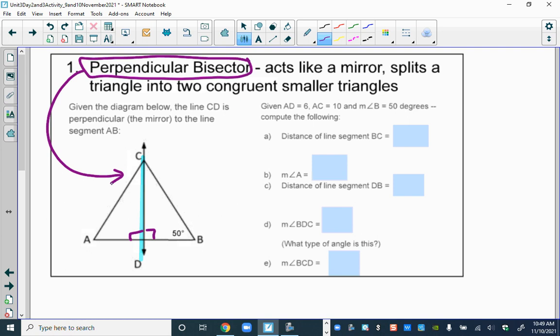Now, a couple things were given to everybody. AD was 6. So where is AD? When we identify the side AD in the triangle, where's AD located? Who can tell us where A to D is located?